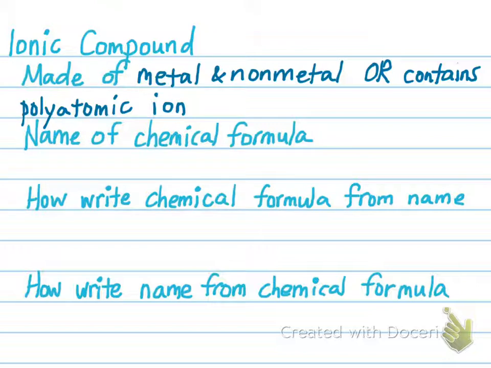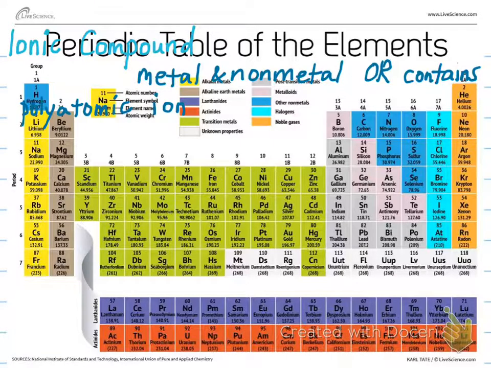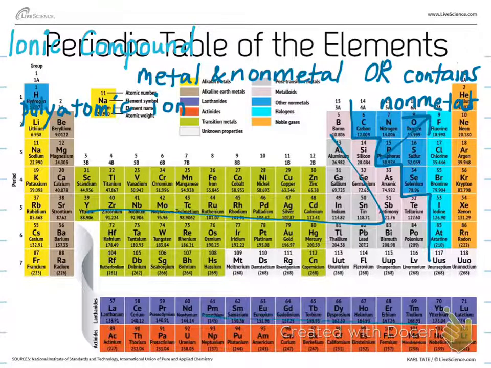Again, we should also review where our metals are. So again, we'll take a look at that periodic table. This is our dividing line right here, and these are our nonmetals, which means everything else, these are metals. Okay.